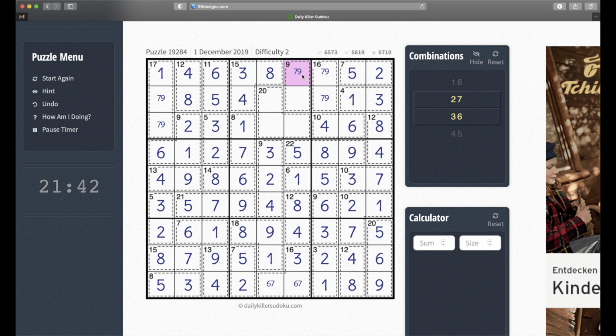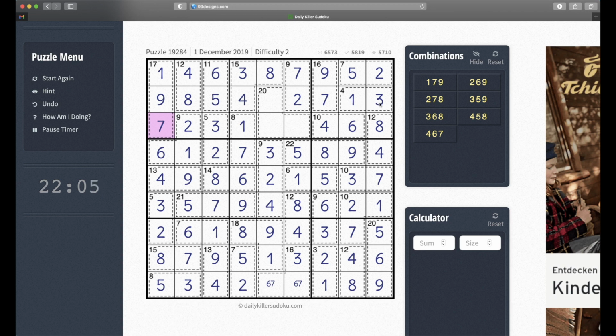But this is again one of those situations where it's really easy to solve, because look, the cage has to add up to 9. 9 plus 0 can't work, so that has to be a 7, and that has to be a 2, which means this has to be a 9, and that has to be a 7, and then this can come across here. That can't be a 7, it's a 9, and that's a 7.